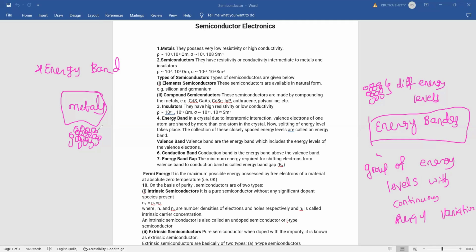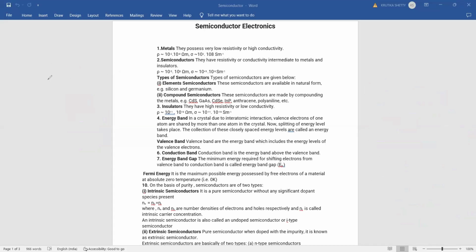Okay. So next we are discussing the valence band and the conduction band. We have the energy band. In this energy band we have the valence band. What do you mean by the valence band here? The valence band is nothing but the energy band which includes the valence electrons.